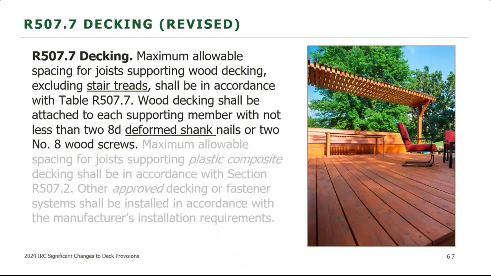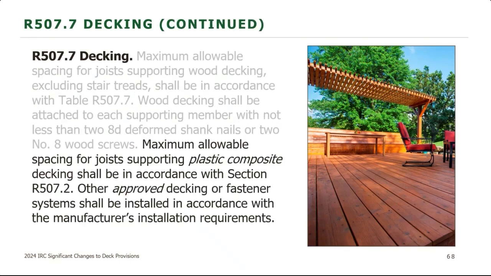507.7 then gets into decking. So the maximum allowable spacing for joists supporting the wood decking, excluding stair treads. This used to say excluding stairs, or stairways, I should say. They changed that to stair treads to be a little bit more accurate. We're talking about the stair tread for decking. And then that wood decking shall be attached to the joists with 2 8-penny, it used to say threaded nails, now it says deformed shank nails, or 2 number 8 wood screws. So those are a couple little tweaks in the 2024 IRC.